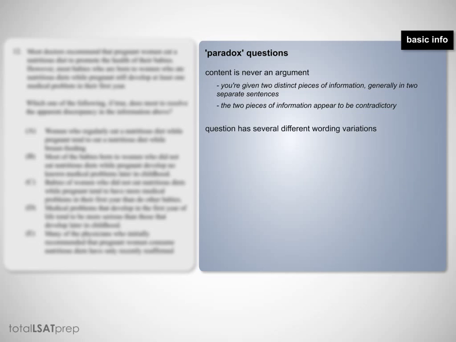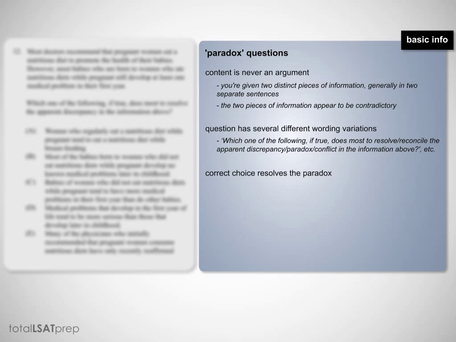Now, this question has several different wording variations. You'll get which one of the following, if true, does most to resolve or reconcile the apparent discrepancy or the apparent paradox or the apparent conflict in the information above. Basically, you're going to be asked to resolve, to reconcile any discrepancies, paradoxes, conflicts, anything along that nature. When you see those words, you know that you're dealing with a paradox question.